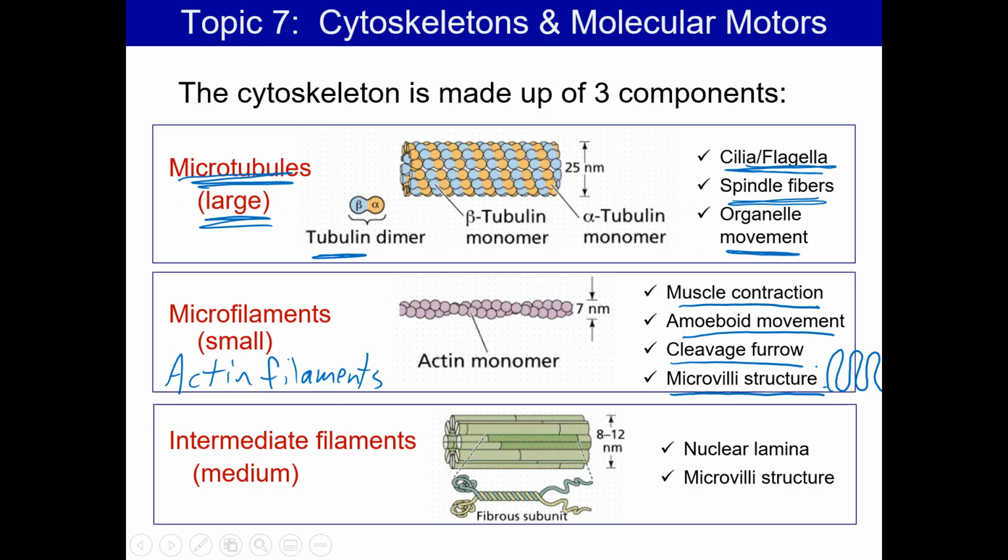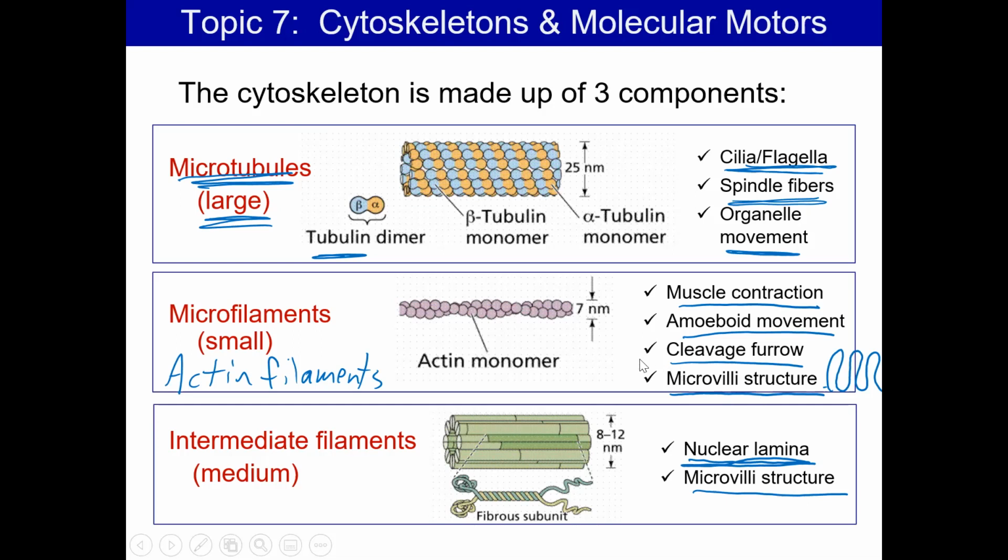And the last one here is the intermediate filaments. They also tend to be quite specialized in different types of tissues. The main one we talked about way back in topic 6 was the nuclear lamina. And one other example you should know, of course, are the microvilli, which are the same microvilli that are built of actin filaments. The intermediate filaments are part of that actual structure as well. So intermediate filaments, if you don't get it from the name, they are intermediate in size. So hopefully that helps you remember which are which.